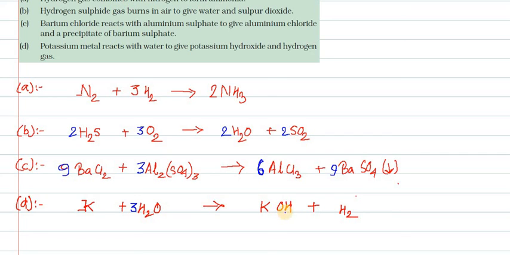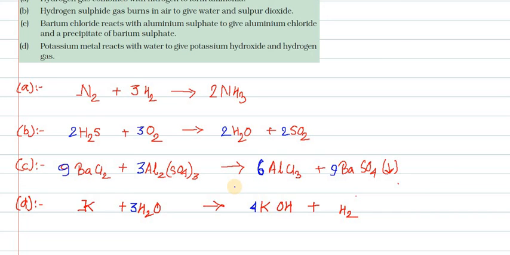We have to make it 6, right? So this is 3, this is 2. Okay, so if we make it 4, then hydrogen becomes 4 and this is 2. So total 6. So on the left hand side we have 6 hydrogen, and on the right hand side we have 6 hydrogen.